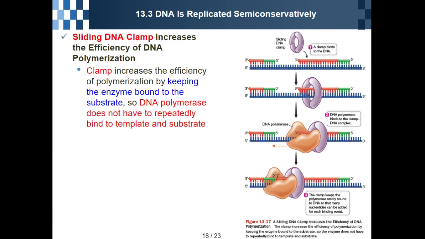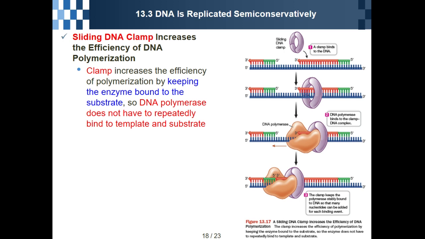So another component, we call it the sliding DNA clamp. The full name of this component is sliding DNA clamp. Like a sliding shoe, sliding. Usually this one binds next to the DNA polymerase. The main function of this sliding DNA clamp is to increase the efficiency of the polymerization, the DNA replication.